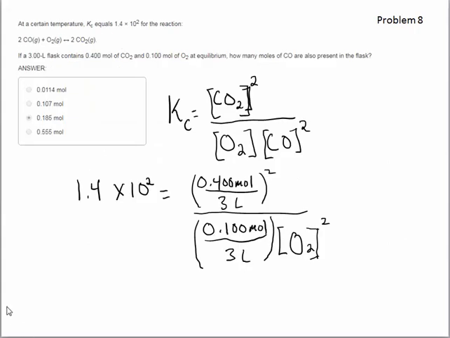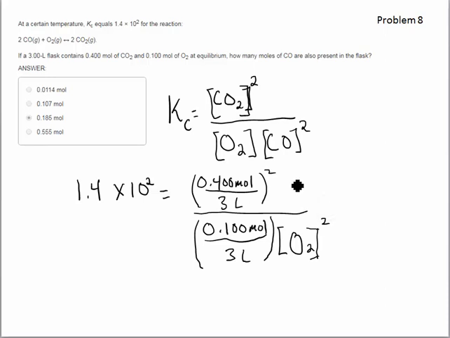Now in problem 8, again, you're going to have to carefully read these questions. This one says, okay, we've got a 3-liter flask, and it tells us how many moles of 2 of the 3 parts of the system are at, and it is at equilibrium. So this is a matter of not doing an ICE table, but just plugging in the concentrations and solving for the one equilibrium concentration we don't know. So I've written that out here, and that's where we're starting.